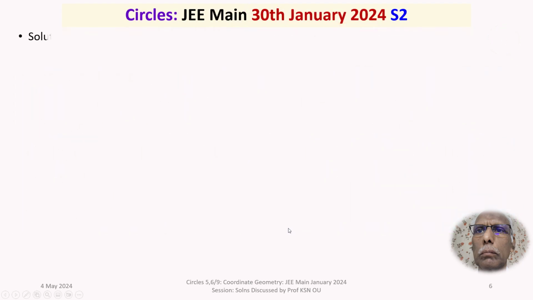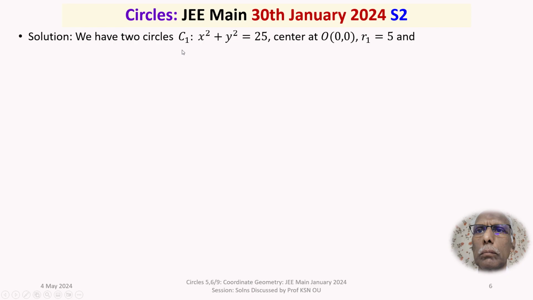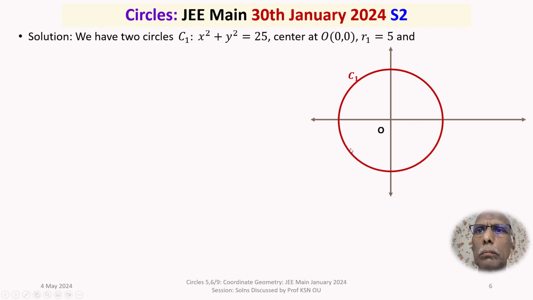Let's now discuss the solution of the problem in detail. We have 2 circles, C1 given by x square plus y square is equal to 25. It's well known that it is a circle with the center at the origin O (0, 0), and the radius: 25 is 5 square, so R1 is equal to 5. And we have the x-axis, y-axis, and the origin. So we have the circle C1 with the center at the origin and a radius 5.